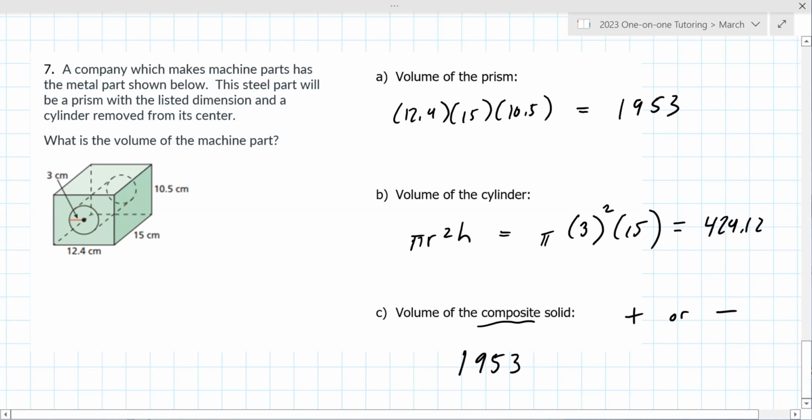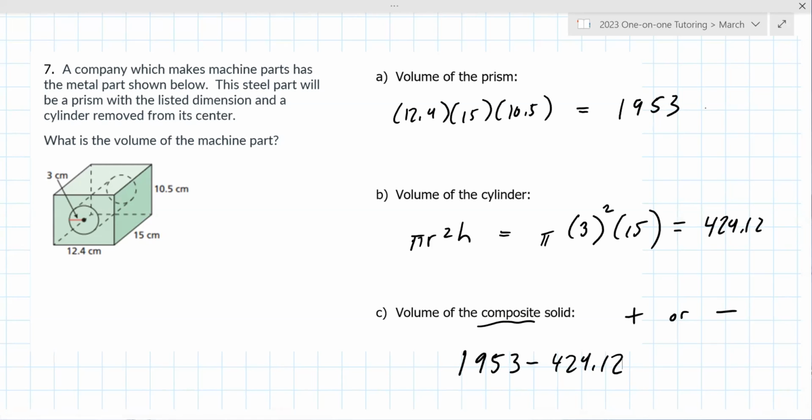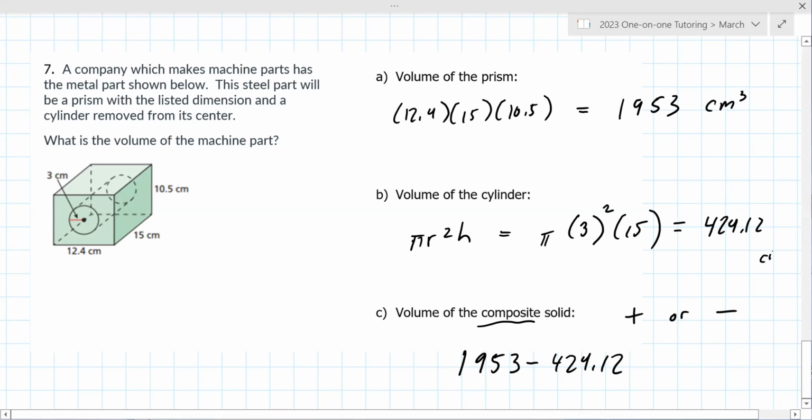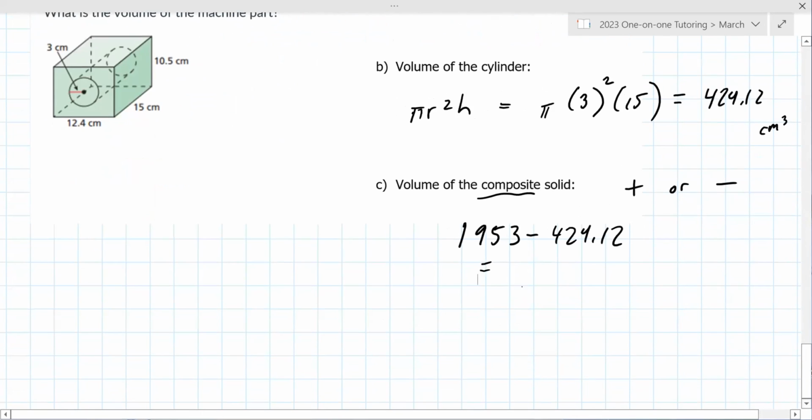So 1953 subtract 424.12. These intermediate answers are in centimeters cubed. I'd like to see that if I were grading it, but I am not grading it, so it's up to you if you do that. But go ahead and subtract there. What did you come up with for the final answer? I got 1,528.89. Okay. I'm going to write 88 because that works out, but that's okay. Centimeters cubed. Yeah, we got it.